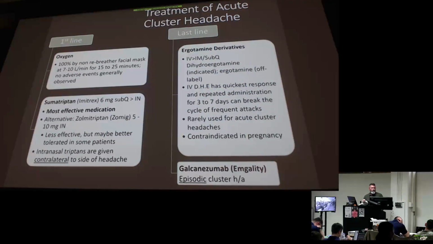How do we treat them? Oxygen. First line, 100% non-rebreather facial mask, 7 to 10 liters per minute for about 15 minutes to a half an hour. Generally no adverse effects. This should be easy to differentiate the abortive therapy of a cluster headache from migraines and tensions. Medication, first line, if we're going to use one, good news, it's the same as migraine, right?